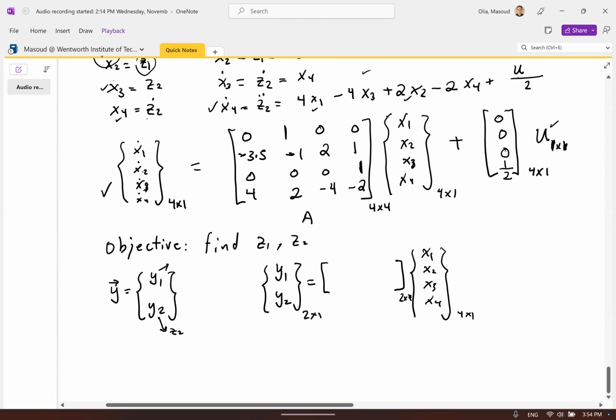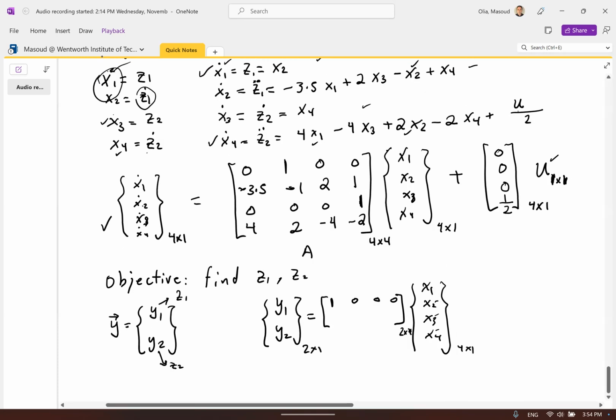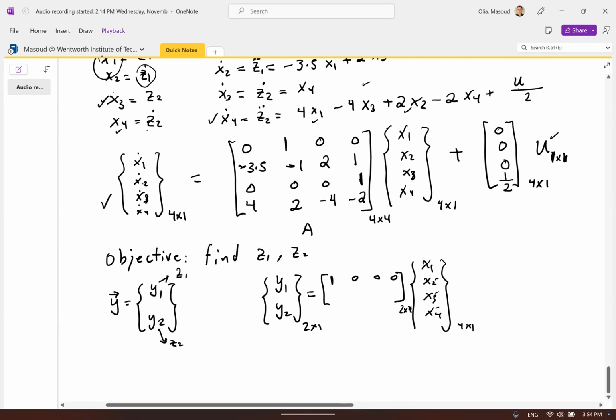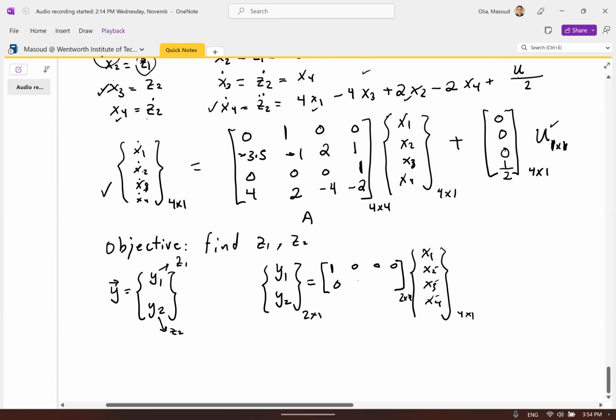X1, let me just clean that up for you. X1, so we need a 1, 0, 0, 0. We don't care about X2, X3, X4. And then what is Y2? Y2 is Z2. Z2 is what? Z2 is X3. So then we have a 0, 0, 1, 0.